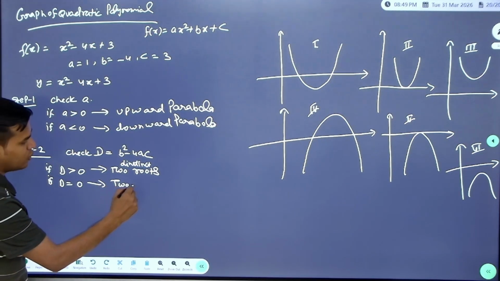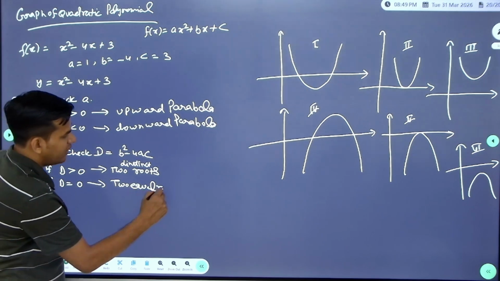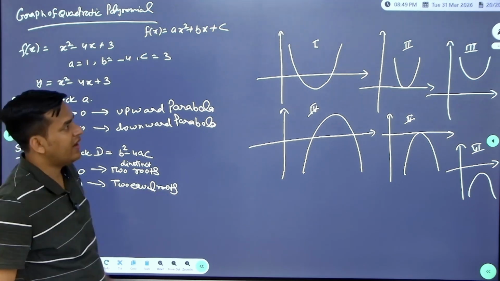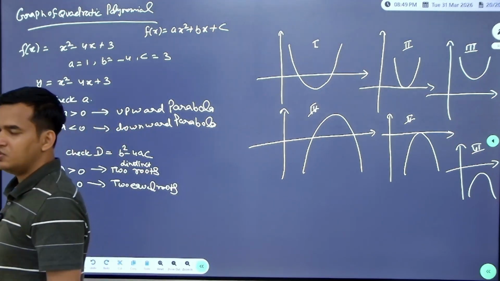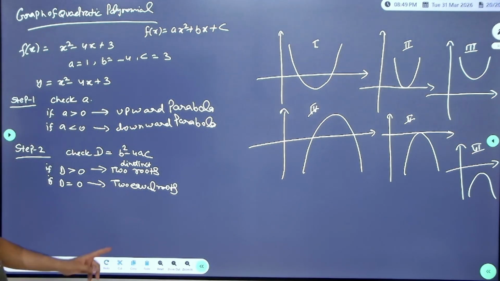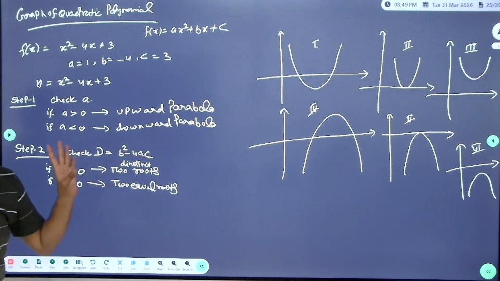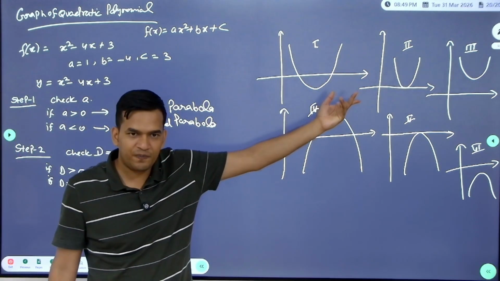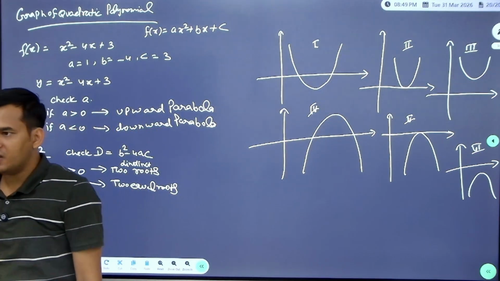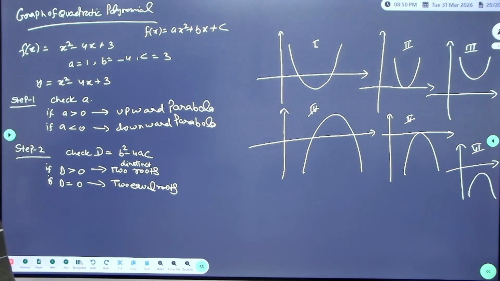If D is equal to 0, then two equal roots. Equal means either the second case or fifth case. If D is equal to 0, then second or fifth. अच्छा, A greater than 0 है, फिर second ही होगा. A greater than 0 and D equal to 0, then there will be second case only.